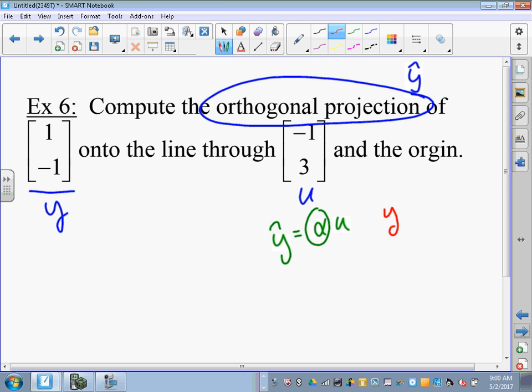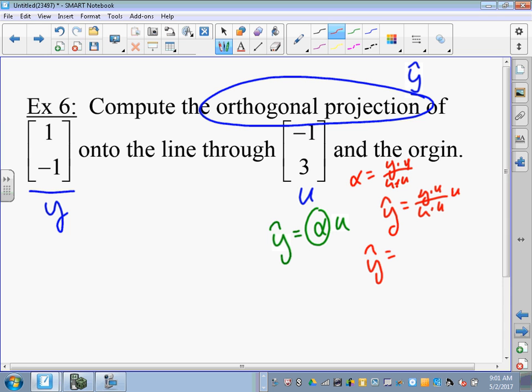Exactly. So alpha is y dot u over u dot u. This is almost exactly like finding C1, the same process. It's just that we don't have a basis. We're just talking about two vectors. So what do we get? y hat is y dot u over u dot u times u.